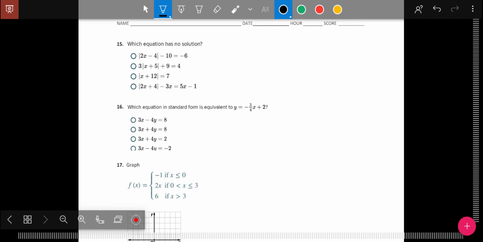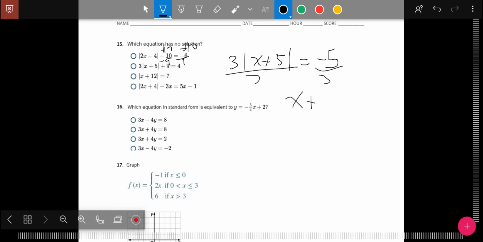Which one has no solution? Here I would add 10 over. If I add 10 over, this is a positive, so that has a solution. Here I would minus 9 over, and so that would be negative. So let's look at that one. That's the one I think might be right. x plus 5 equals, I minus 9 over, I get negative 5, right? Divide by 3, I get x plus 5 equals negative. Well, absolute value can't be negative, and so this is my answer for that problem.